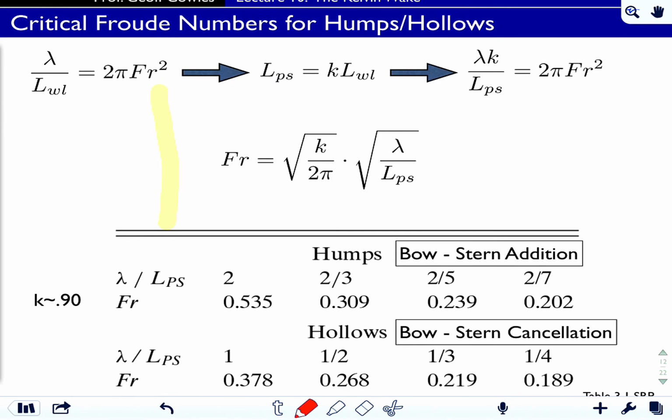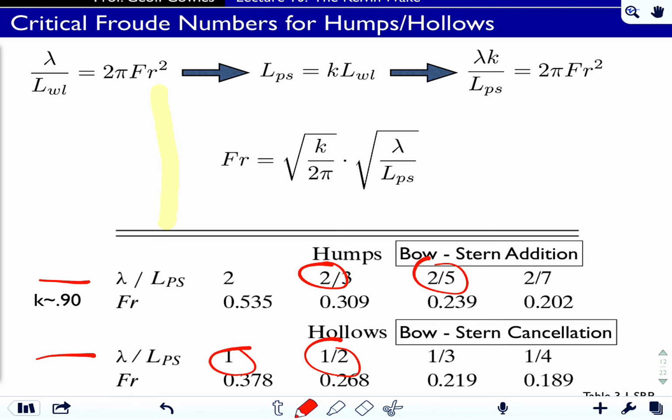So you can go through and determine what these humps and hollows are. Now we've seen the relationship between lambda over LPS, what critical lambda over LPS values we need for humps and hollows. And we see them here. I've recited them here: 2/2, 2/5, 2/7, 1/1/2, 1/3, 4th. So we went through pictorially, we looked at these particular ones, and you can draw the other ones pretty simply if you understand what's going on there.